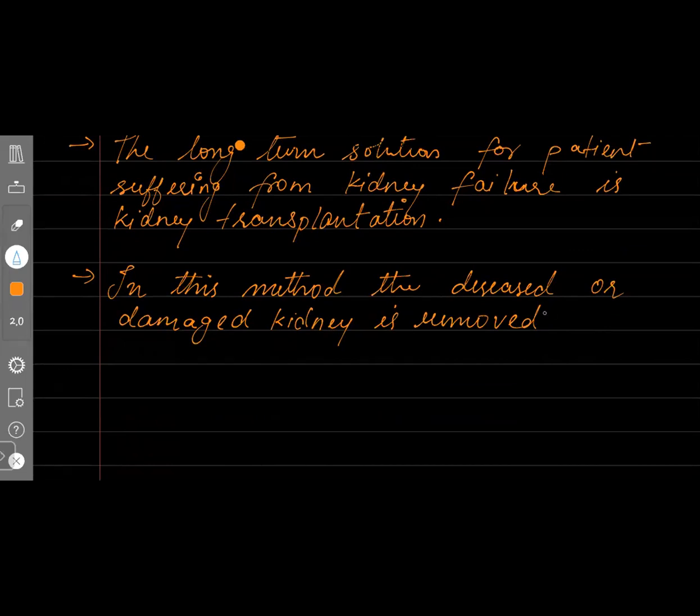So when the kidney fails, it is removed and a matching kidney is needed, matching according to the blood group. For example, if I am having kidney failure and my blood group is O, then I will get a kidney from an O blood group donor only.